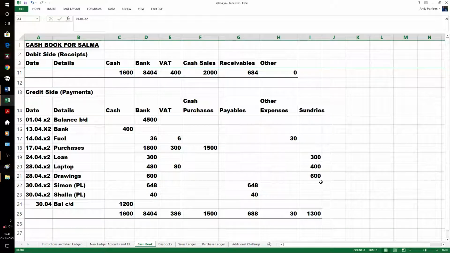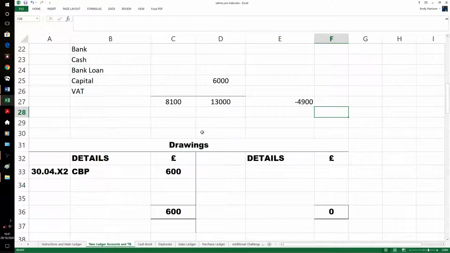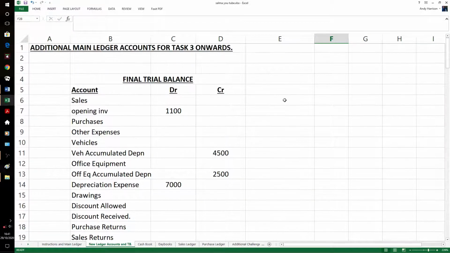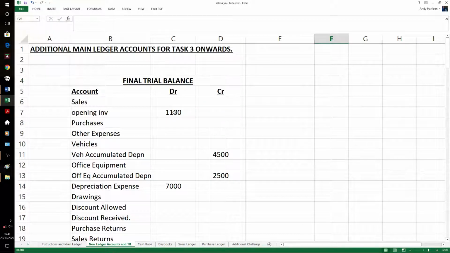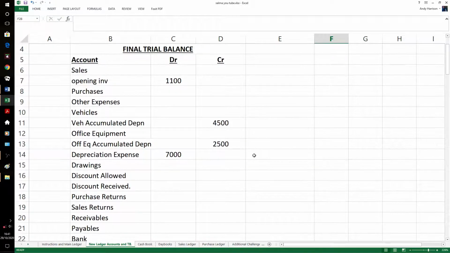So everything now just needs to be balanced off and put into our new trial balance. So space here for our trial balance. So what has actually happened? Well, our opening inventory isn't actually a ledger account. It's come over from the previous year. It was a debit and a credit entry that we created. It will be added to purchases, and I've also done an end of year adjustment already.